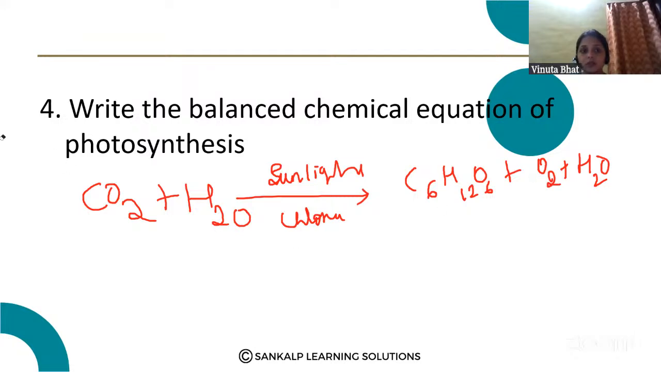Okay, so C6H12O6, that is the glucose, oxygen is released and water is released. So this is the chemical reaction, but you have to balance this, H2O. You have to balance this reaction, because here only one carbon is there, but here six is there. It is not balanced. You have to balance this reaction. Okay, the balanced reaction is like this.